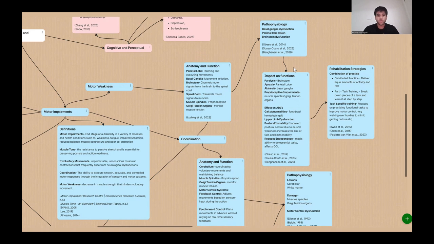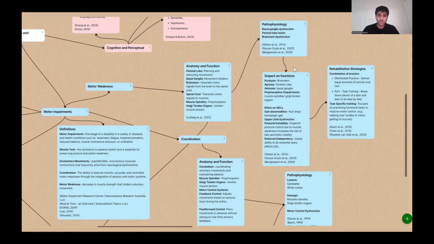Motor weakness is a neurological deficit that reduces a person's ability to generate force for voluntary movement. It's not just fatigue, it affects coordination, control, and daily function. It is commonly seen in stroke, MS, and spinal cord injuries. Voluntary movement relies on a loop involving the parietal lobe for planning, basal ganglia for movement initiation, brainstem for relaying the information, and spinal cord for the execution, all refined by feedback from muscle spindles and Golgi tendon organs.